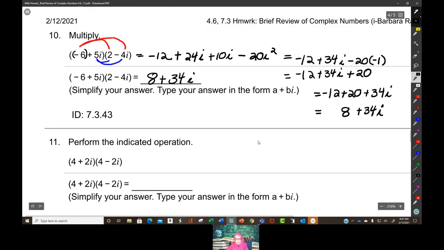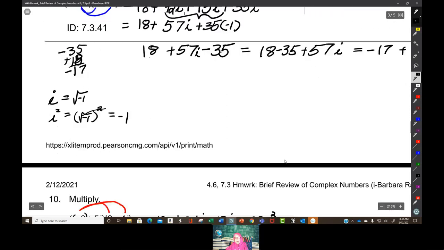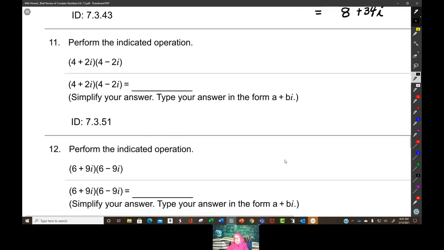Okay. Now, these last two problems look like they're just like these. In a way they are, but in a way they're not. These are very special. And I'll show you exactly how. The first terms of each set of parentheses are exactly the same. And the second term in each set of parentheses are exactly alike. And you have opposite signs between them.